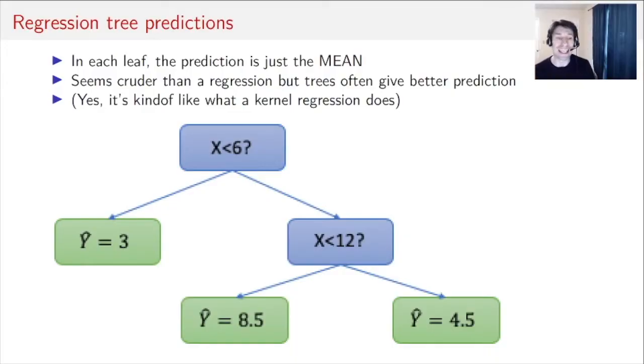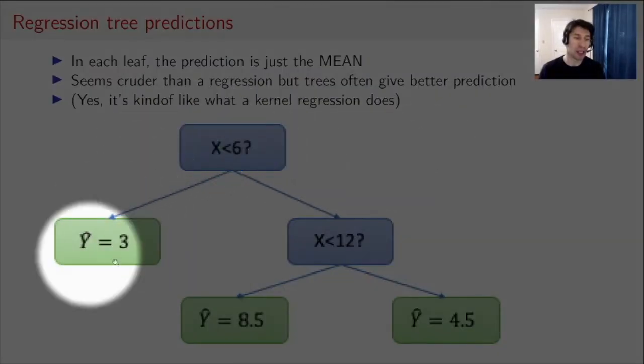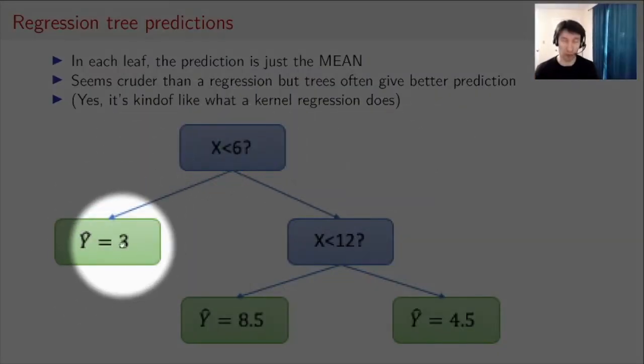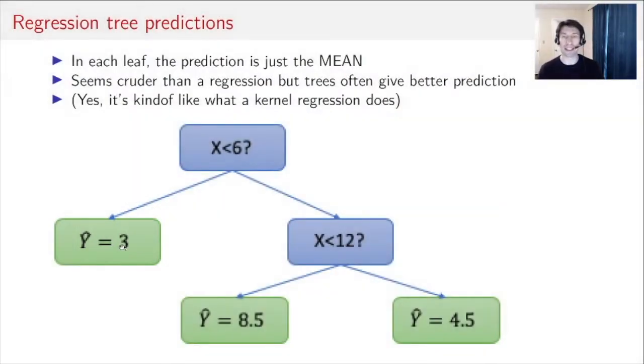So importantly, in each leaf of the tree, we are using the mean of the observations in that group as the predictor for our whole group. So this can feel like it is a little bit crude, but don't worry, these predictions will get better as we move along, you'll see.